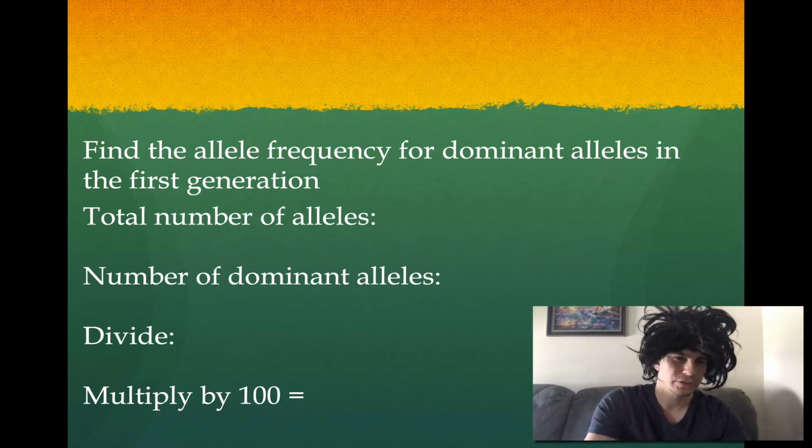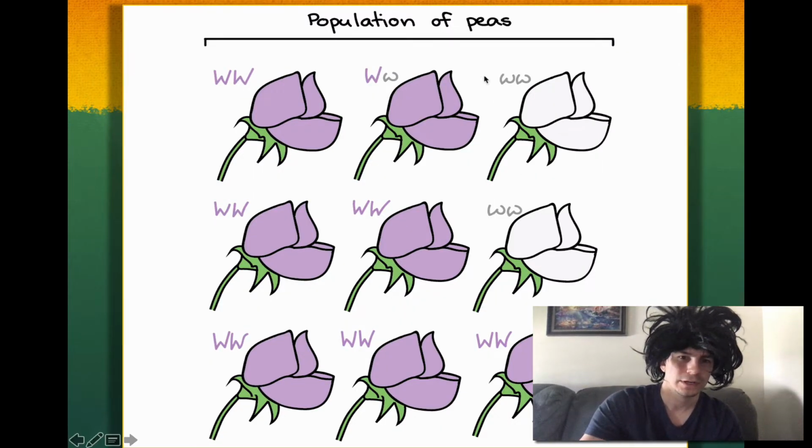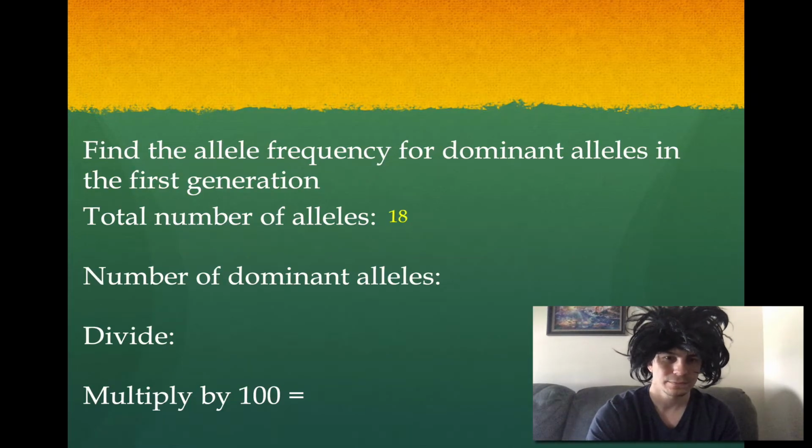What we're going to do first is count our total number of alleles. So first flower, 1, 2, 3, 4. Second flower, 5, 6, 7, 8, 9, 10, 11, 12, 13, 14, 15, 16, 17, 18. Okay, so I did that the long way. You can see each flower has 2 alleles. You could just say, I got 9 flowers, 9 times 2 equals 18. So your total number of alleles is 18.